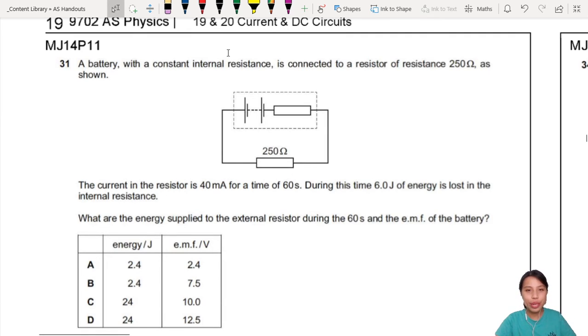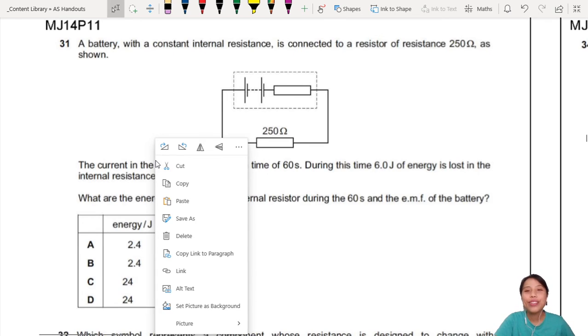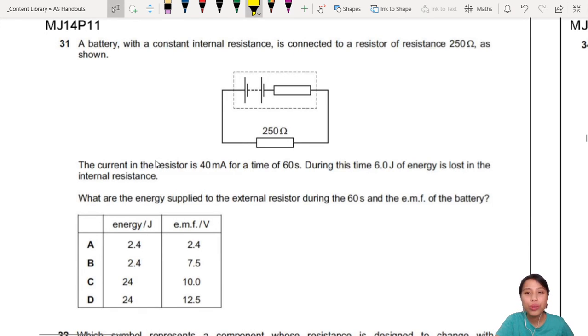Okie dokie, let's look at this puzzle. A battery with constant internal resistance, good to know it's constant, is connected to a resistor of resistance 250 ohm, as shown. The current in the resistor is 40 milliamps. Okay, so I'm going to label this because it's going to be a lot of information later. So 40 milliamps. Sounds about right for a battery circuit, usually about milliamp scale.